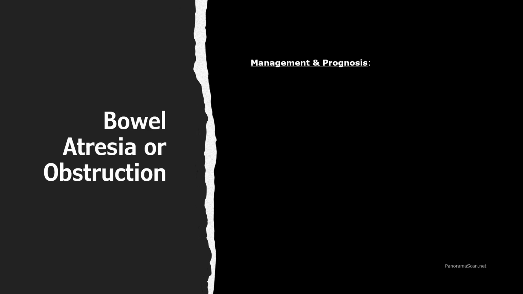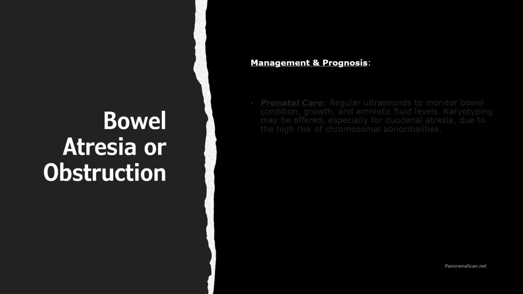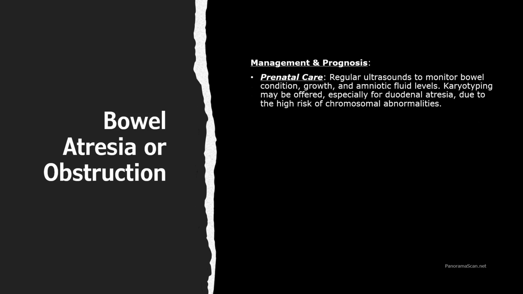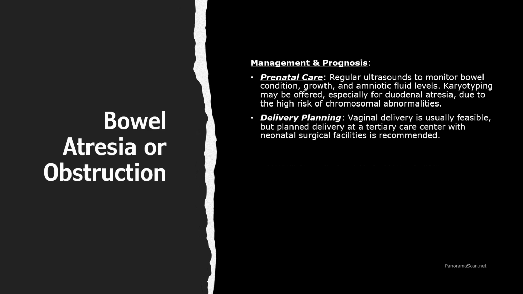Managing bowel atresia or obstruction begins with careful prenatal monitoring, where regular ultrasounds help assess the condition of the bowel, fetal growth, and amniotic fluid levels. In cases of duodenal atresia, karyotyping may be recommended due to its strong association with chromosomal abnormalities, particularly Down syndrome. When planning delivery, vaginal birth is often possible, but for optimal care, delivery at a tertiary care center with neonatal surgical expertise is advised.